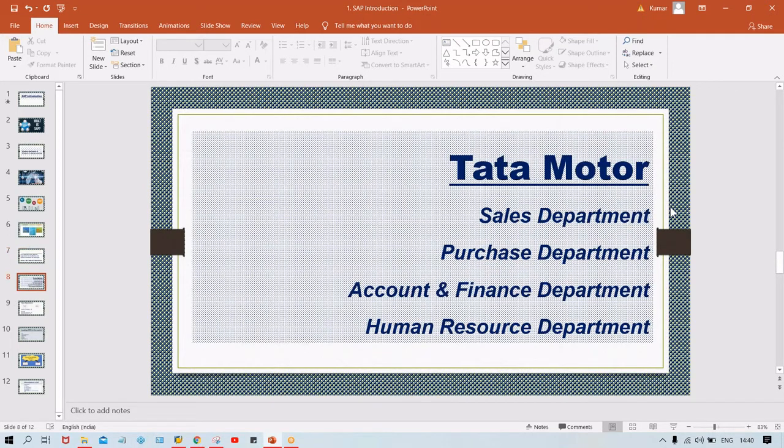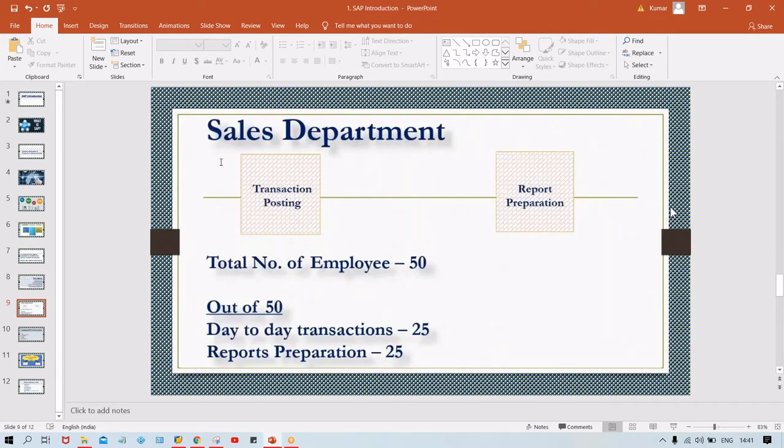Now take the example of any organization. Here I have quoted the example of Tata Motors. Instead of Tata Motors, you can take the example of other organizations as well. Say for example, Tata Motors has several departments, out of which a few I have quoted here: sales department, purchase department, accounts and finance department, human resource department. Now take the example of any department. Say, I have taken the example of the sales department, right? How many total employees are there in the sales department? Just assume that 50 employees are there in the sales department.